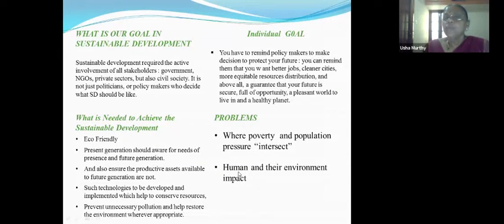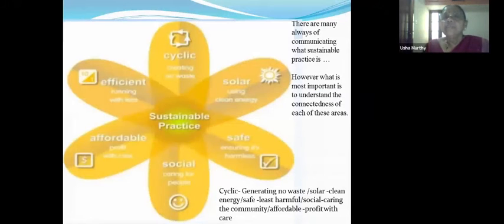Then the other aspect is human activity and the environment. Whatever activity human beings do should not have any devastating impact on the general environment. So these are the two problems associated with this. Then whatever we do, there are many ways of communication where the sustainable practices are, and each practice is interrelated. So cyclic actually. Whatever process or concept we adopt should be cyclic in nature.